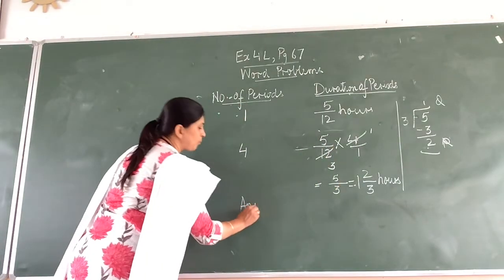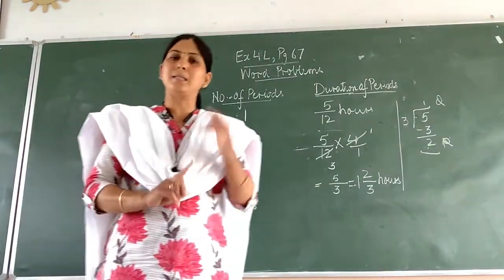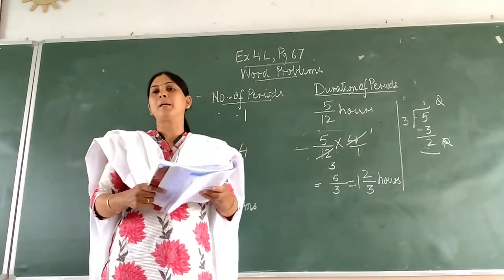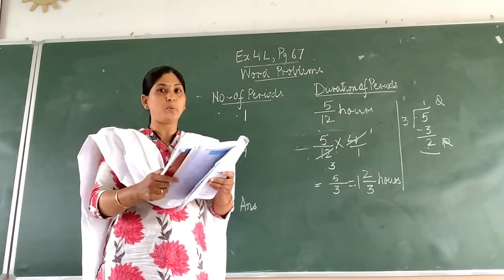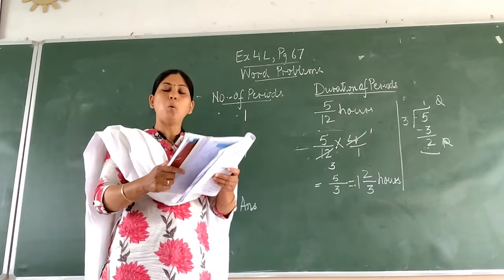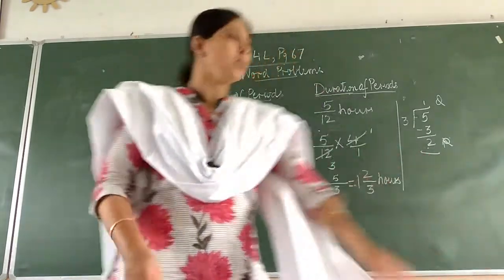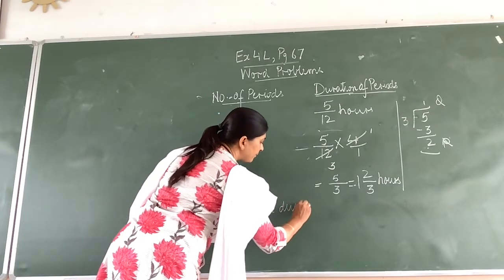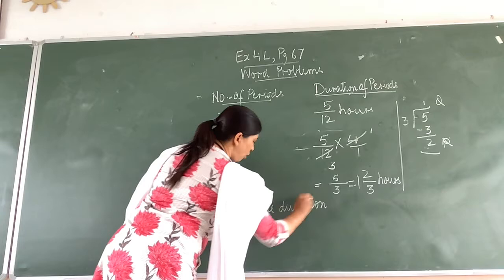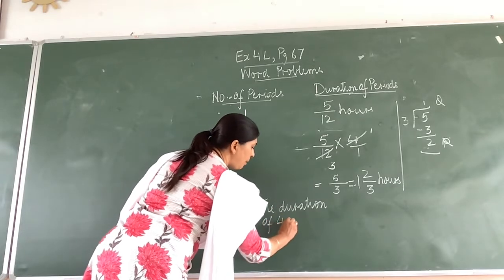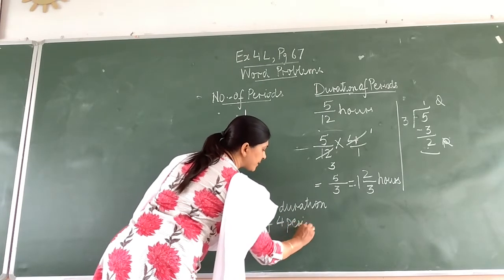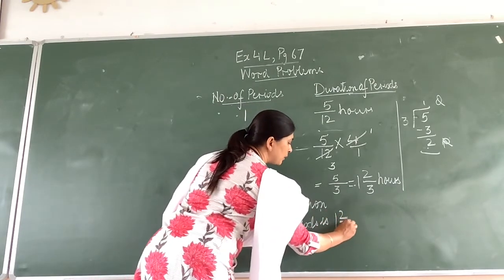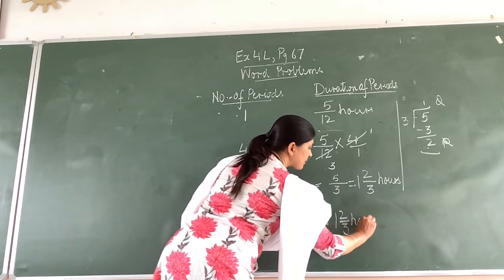Now, since it is a problem sum, we have to write the answer statement. Now, answer statement, from where do we write? From the question part given in the problem. Let us read the question once again that is given in this problem sum. What is the duration of 4 periods? So we will write: the duration of 4 periods is 1 and 2 over 3 hours.